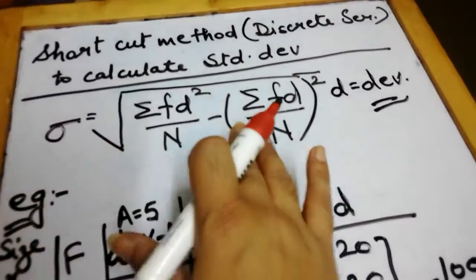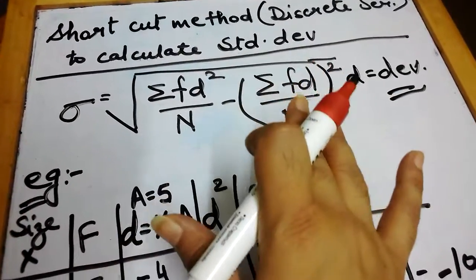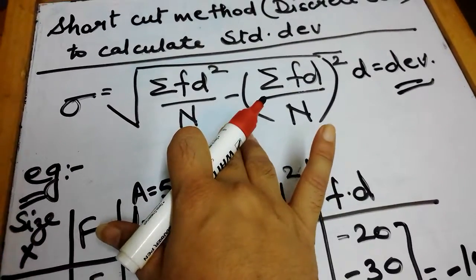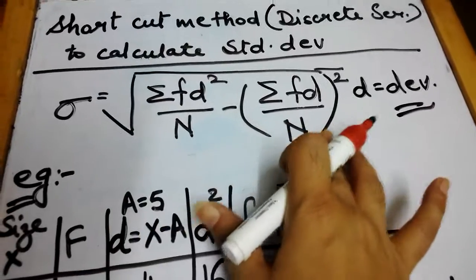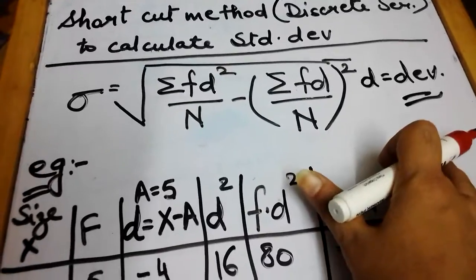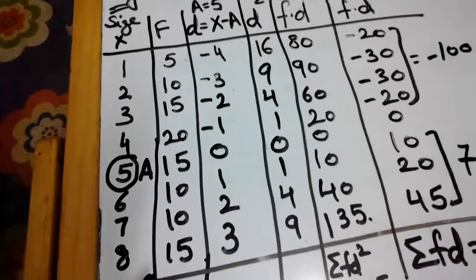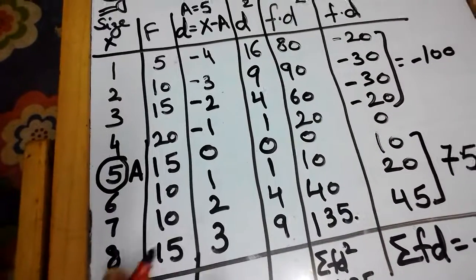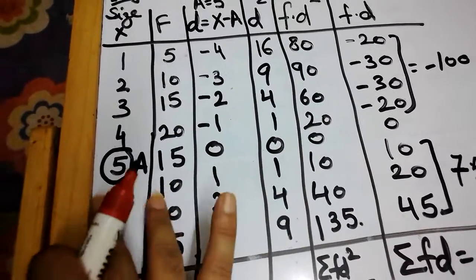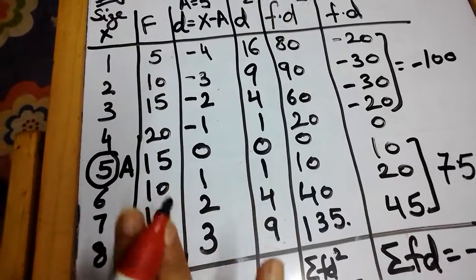Today we discussed the shortcut method, used when a discrete series is given to you to calculate standard deviation. This is the formula: sigma equals the square root of summation f d square divided by n, minus summation f d divided by n, squared, and d over here is deviation. So these are the values of x which are given to us, and in a discrete series the frequency is also given to us.